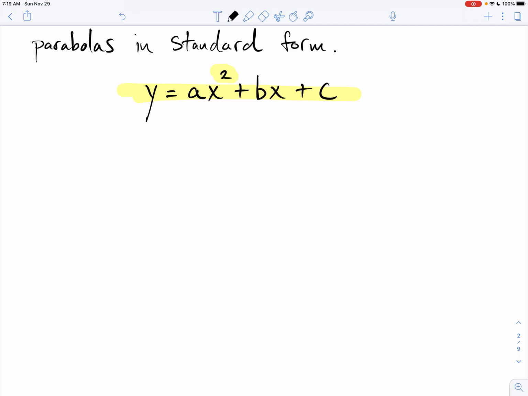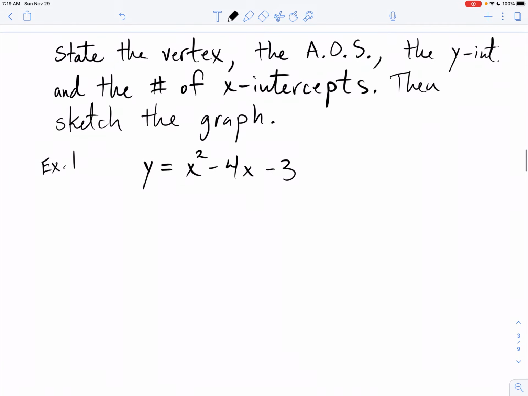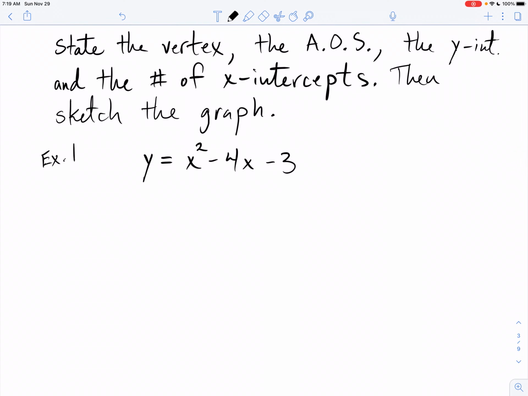So we are going to look for the same type of information that we did before. Let me scroll down. They're going to ask us to state the vertex, the axis of symmetry, the y-intercept, and the number of x-intercepts. Now here's the key. The number of x-intercepts means how many times does it cross the x. They're not asking specifically what those numbers happen to be yet, but that's going to fill up a lot of the remainder of this unit, is figuring out exactly what those numbers are.